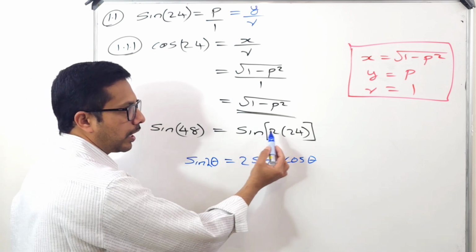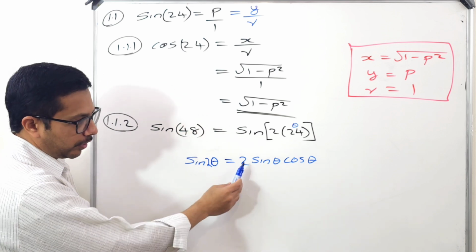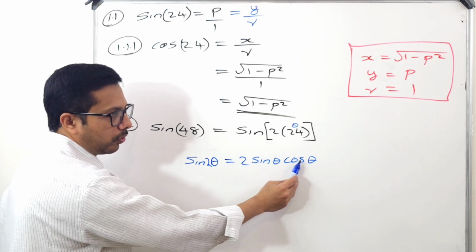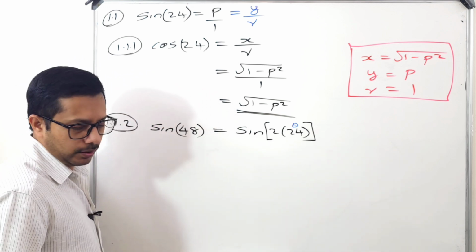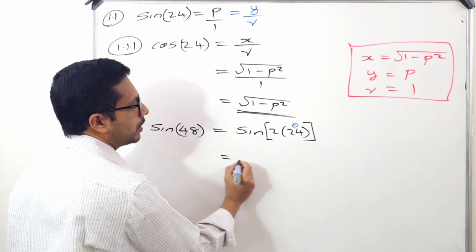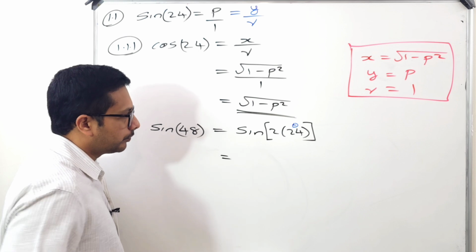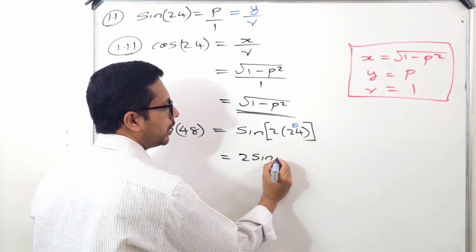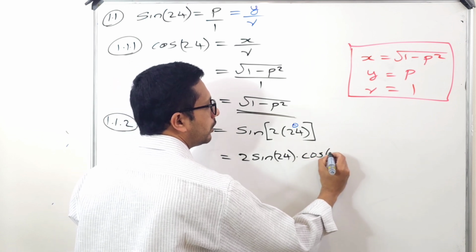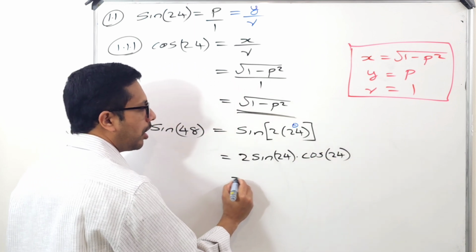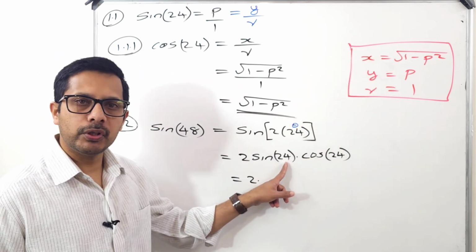So here you can see sine 2 theta. What is our theta? This 24. Okay, so how can you write it? 2 sine 24 cos 24. So we are going to apply the double angle formula there. So it is 2 sine theta, what is theta here? 24, into cos theta. Theta is 24. So now there is no problem to apply these values, because here the angle now is 24.